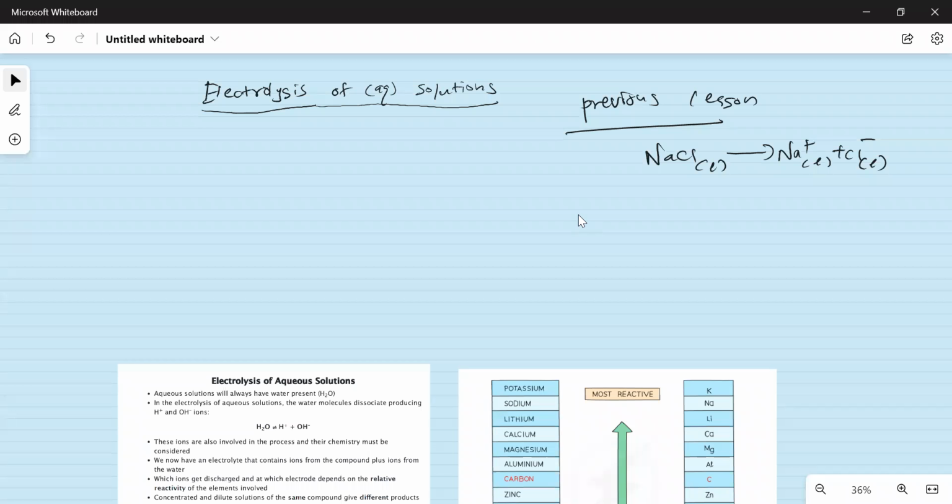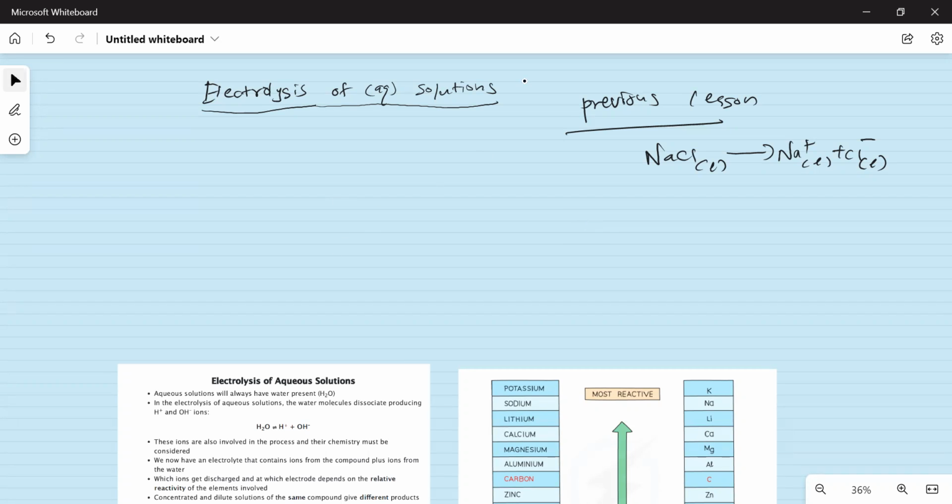So when we're electrolyzing molten compounds, we have only two types of ions, such as Na+ and Cl-. So we have no competitors, only Na+ and Cl- ions. So at the anode and at the cathode, we know what is coming and we know how to write the equations. That's all fine. So electrolysis of a molten compound is somewhat easier because we have only two types of ions, one cation and one anion.